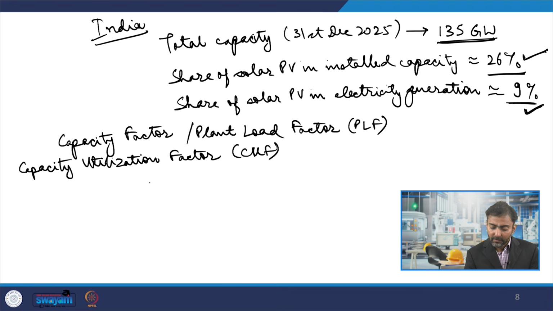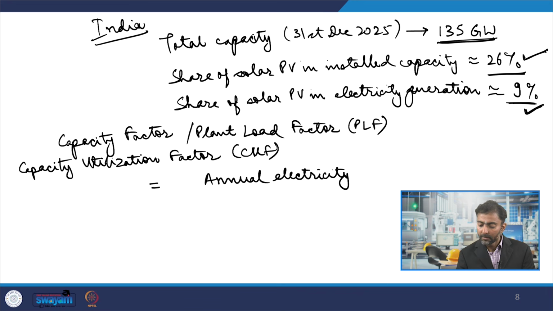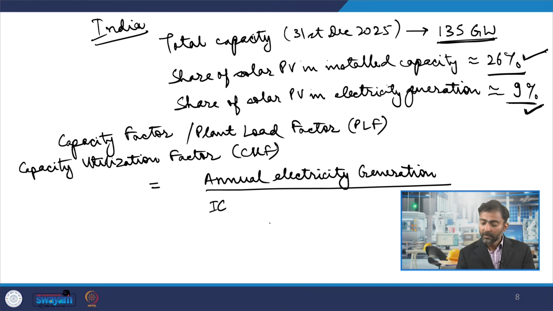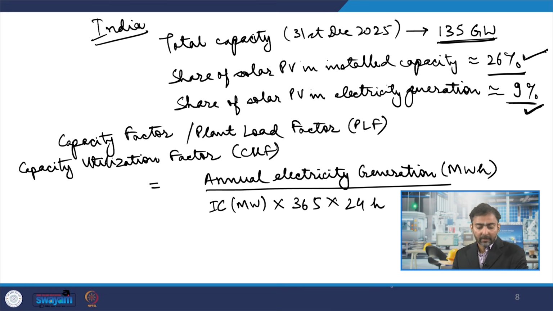If you look at the definition of this factor, usually we define it over a time period of a year. So the annual electricity generation from any particular power plant is the numerator, divided by the installed capacity. The annual electricity generation may be in, let us say, megawatt hours. The installed capacity of the power plant is in megawatt, multiplied by the total number of hours in the year, so 365 days times 24 hours per day. This factor is what we call the capacity utilization factor or the plant load factor, and if you want it in percentage, then you multiply it with 100.